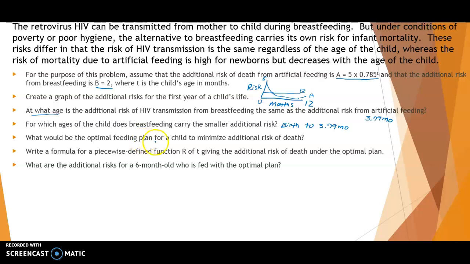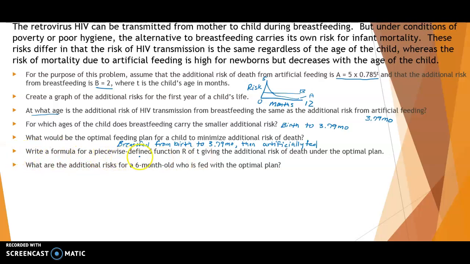Then it asked me, what would the optimal feeding plan be for a child to minimize the additional risk? So that would mean that we would have the child be breastfed from birth to 3.79 months. And then artificially fed. So looking at this, that means for the first 3.79 months, they would be using the breastfeeding, and they would have this additional risk that is constant at 2. And then at 3.79 months, they would switch to bottle feeding with formula, so that's artificial feeding, and their risk would decrease from that point along this curve.